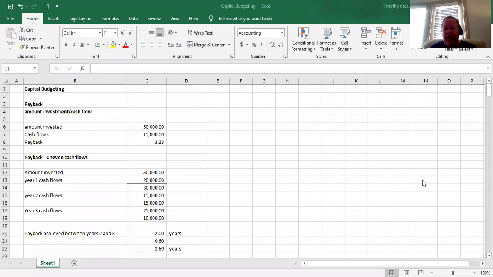Hello. Let's go ahead and take a look at capital budgeting. So let me go ahead and pull up capital budgeting here. Now, capital budgeting is basically a great tool to use to make business decisions.